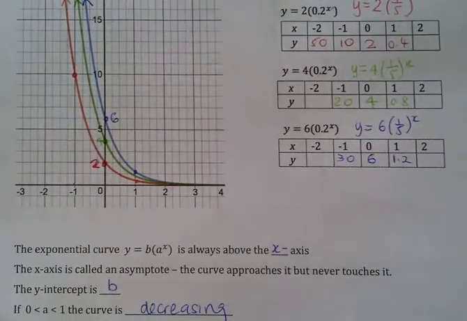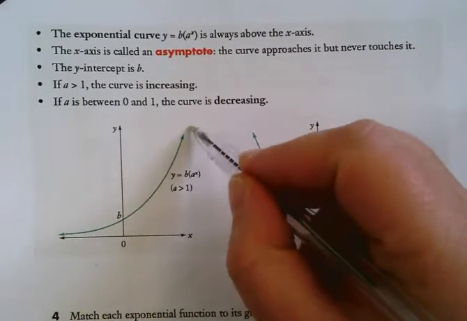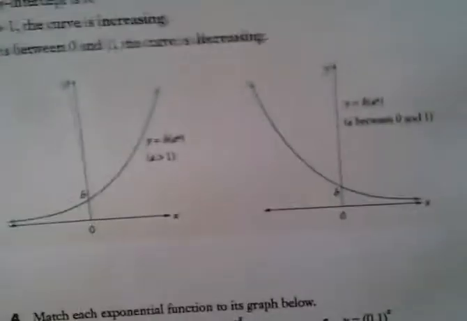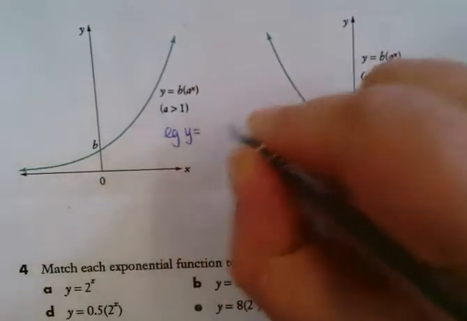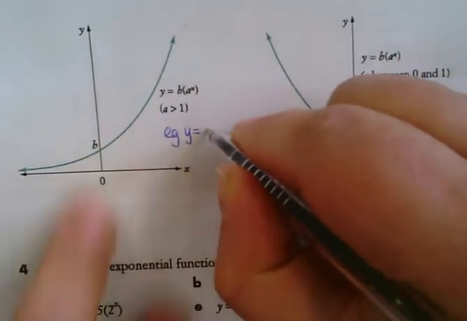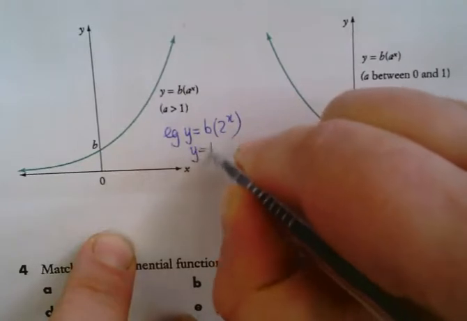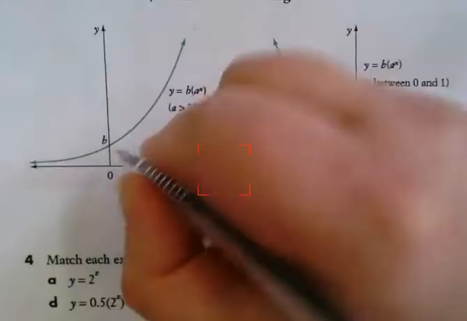And it goes that way. Notes are the same, but this would be when a is greater than 1. For example, this might be y equals b times 2 to the power of x, or y equals b times 3 to the power of x. Your y-intercept is whatever the b is, okay?